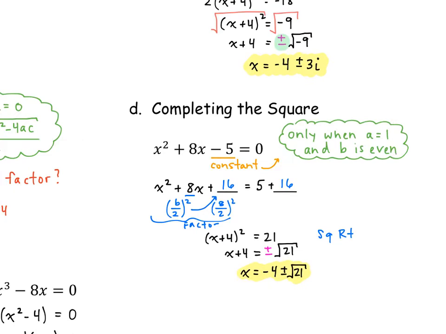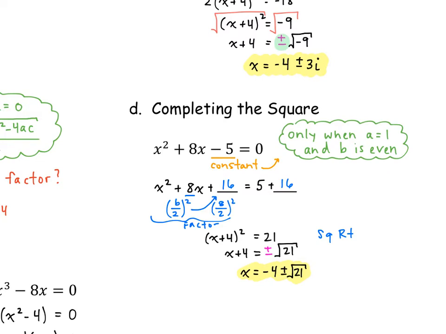The last method to solve quadratic equations is using the completing the square method. Now here's my rule of thumb. I only use completing the square when our a value is 1 and our b value is even. Otherwise, it's not very efficient. It can cause more issues than not, okay?